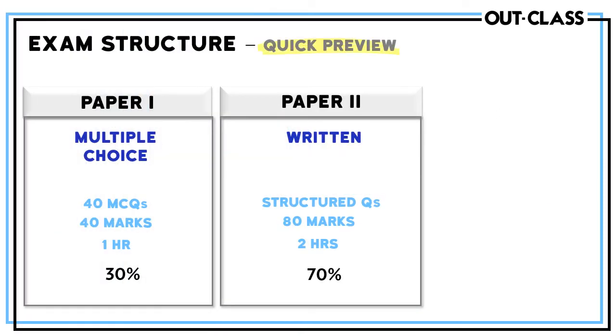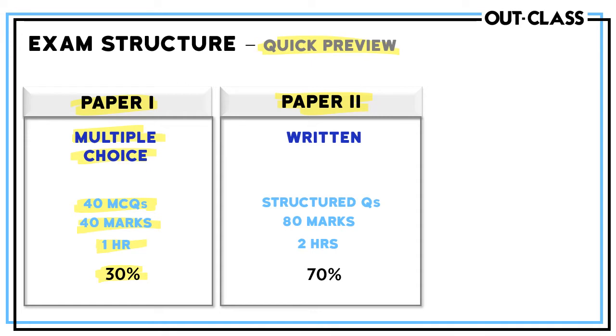A quick preview of your exam structure. So in your final exams, you'll get two papers, paper 1 and paper 2. Paper 1 consists of multiple choice questions. You'll get 40 MCQs, no choice, all have to be solved and they'll be for 40 marks. You get 1 hour to attempt the paper and this paper has a 30% weightage in the total exam.